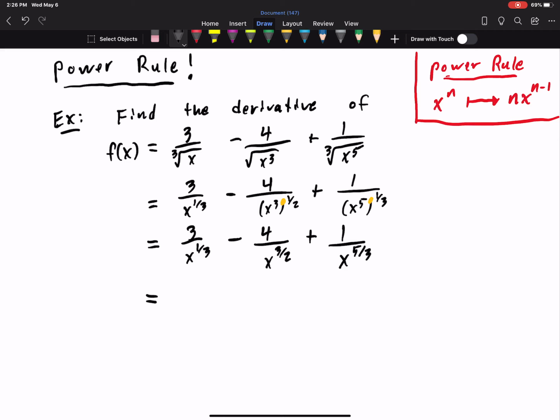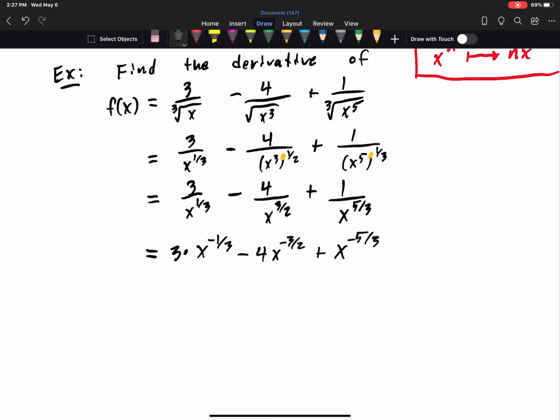Standard strategy. So we have 3 times x to the minus 1/3, minus 4x to the minus 3/2, plus 1, or just nothing, rather, x to the minus 5/3. If you like, you can put that 1 there. I choose not to include it. So let's get rid of that. All right. Now we have the stuff in a form where we can take derivatives. Let's do that.